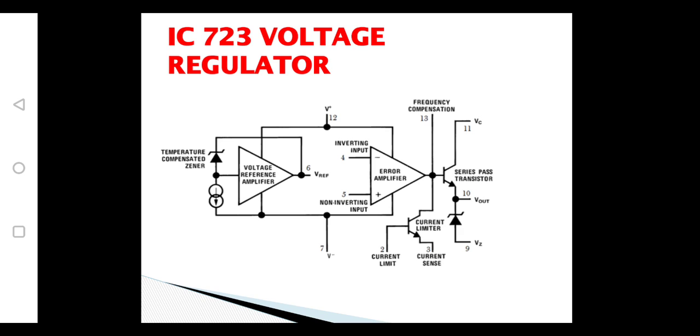And these can be available in IC form along with an error amplifier, pass transistor, and a current limiting transistor, similar to the fixed voltage regulators and adjustable voltage regulators. These are also available in IC form, but instead of having a minimum number of pins, this 723 is basically a 14 pin IC.